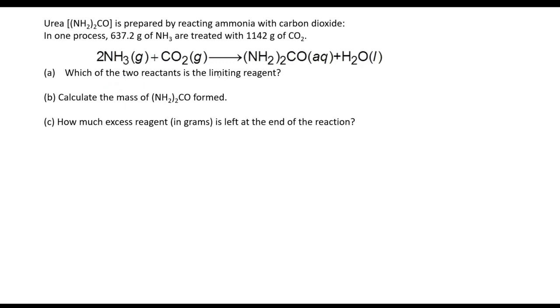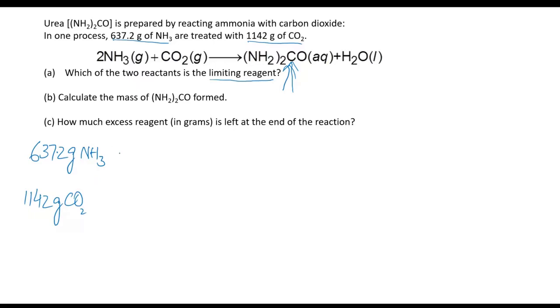We have to find the limiting reagent first. How can you find the limiting reagent? We have ammonia, we have carbon dioxide. So first we will use 637.2 gram of ammonia to calculate the amount of urea. Now, in the second question, we will use 1142 grams of carbon dioxide to calculate urea. Now, from these two, ammonia and carbon dioxide, which will give you the smaller answer, that will be the limiting reactant.